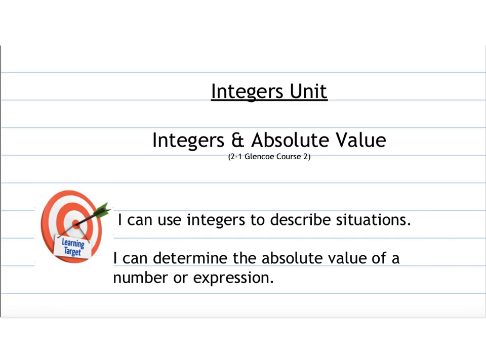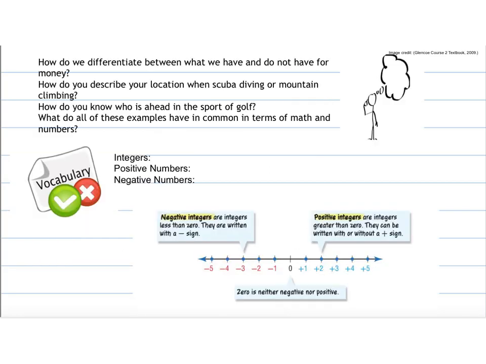Hello, 6th graders. We are in our integers unit. This is unit 6, and today we are looking at integers and absolute value. Our learning targets for today are: I can use integers to describe situations, and I can determine the absolute value of a number or expression.